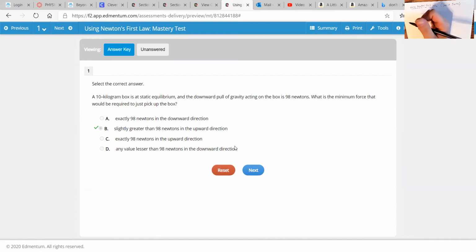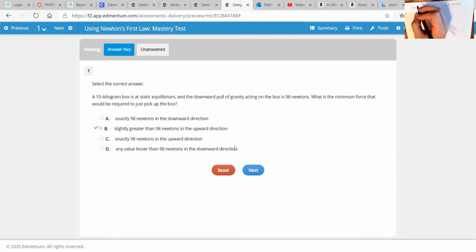We're learning about Newton's first law, also called the law of inertia. If you recall what that means, it's that objects want to continue doing whatever they're currently doing. If an object is at rest, it wants to stay at rest. If it's moving at a constant speed in a straight line, it wants to continue moving at a constant speed in a straight line. Okay? So let's take a look at some of these questions and see how we can apply that.